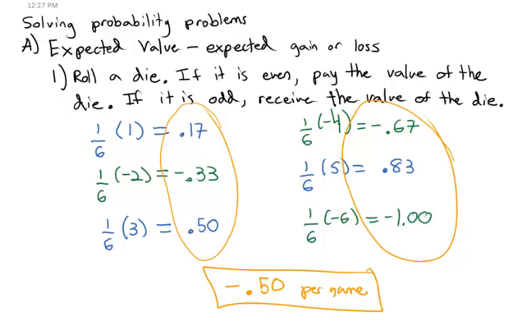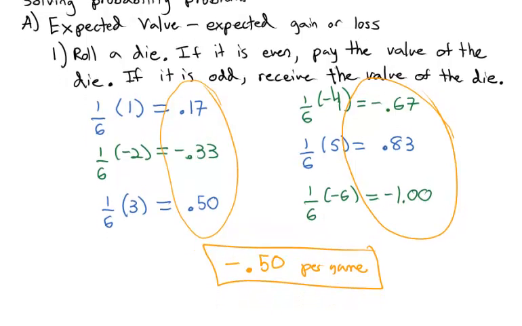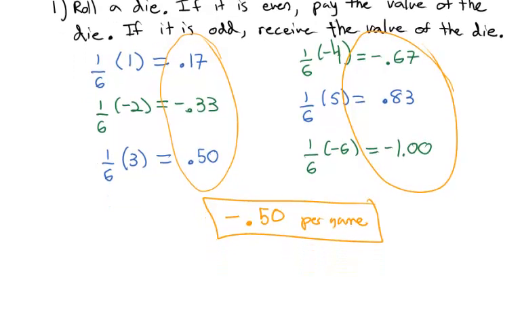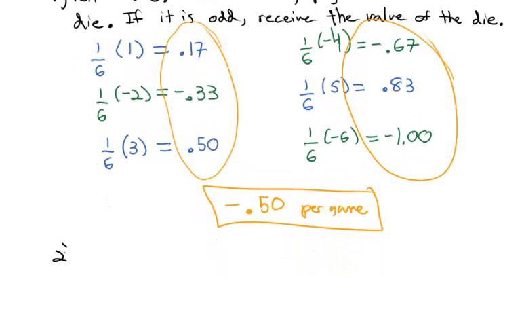But you're one roll away from breaking even. But that'll only happen 1/6 of the time. In the long run, if you play this 100 times, you will lose $50. 50 cents per game you will lose on average. This is the idea of an expected value, calculating how much you expect to win or lose on average in the long run.